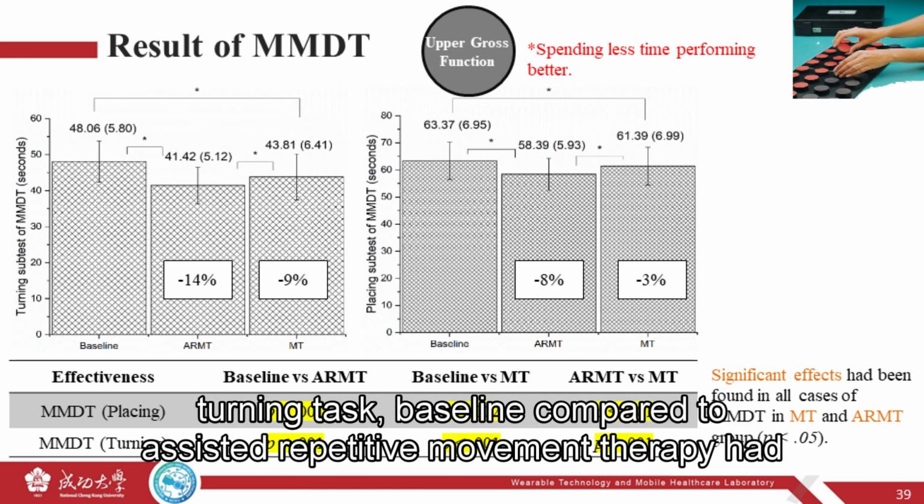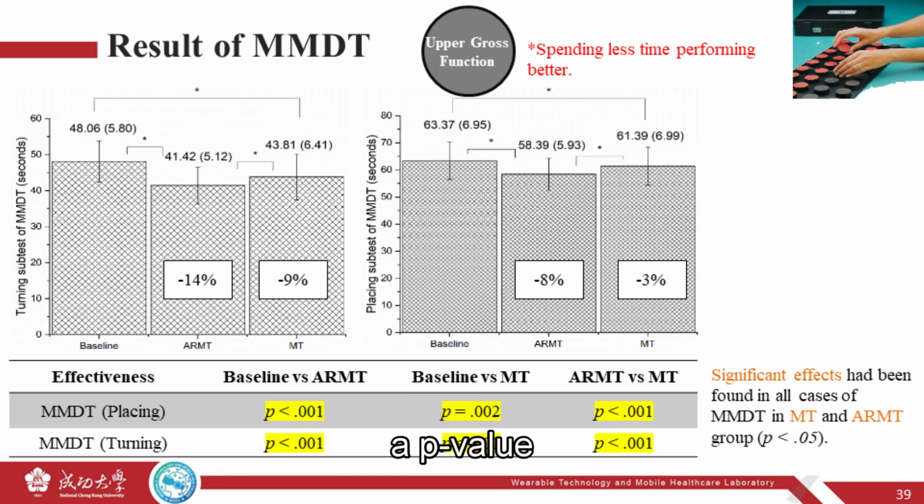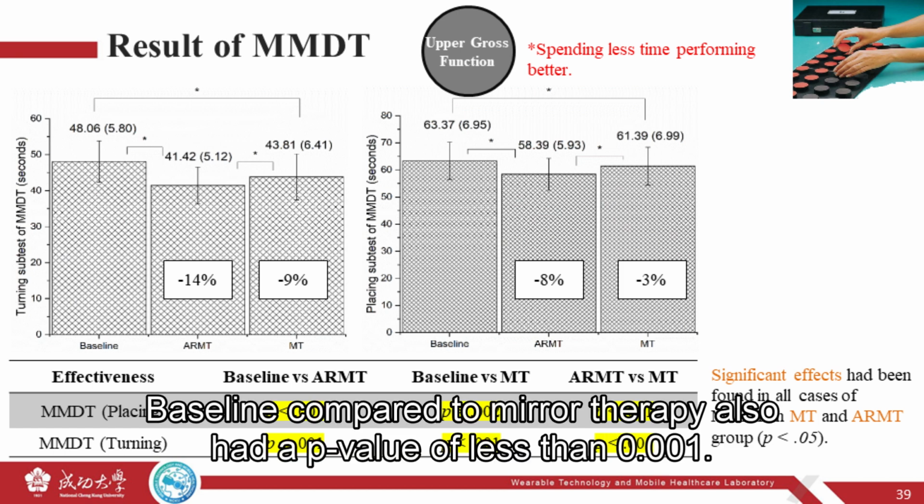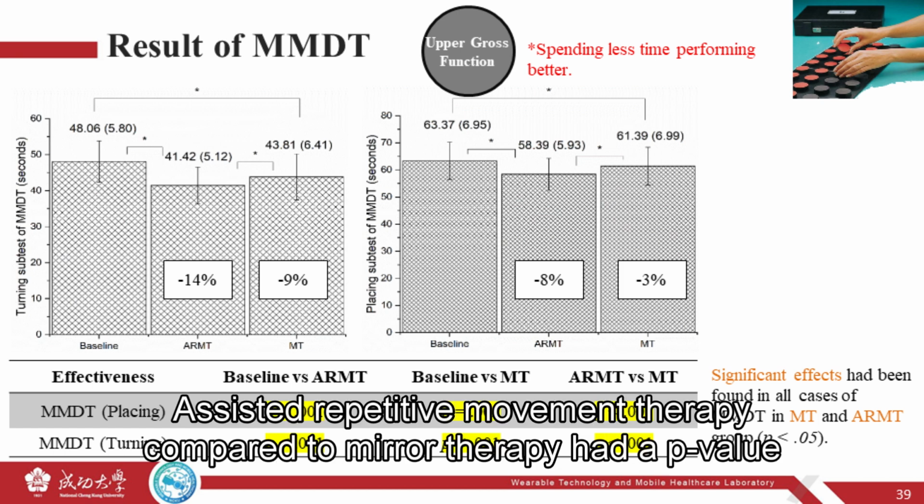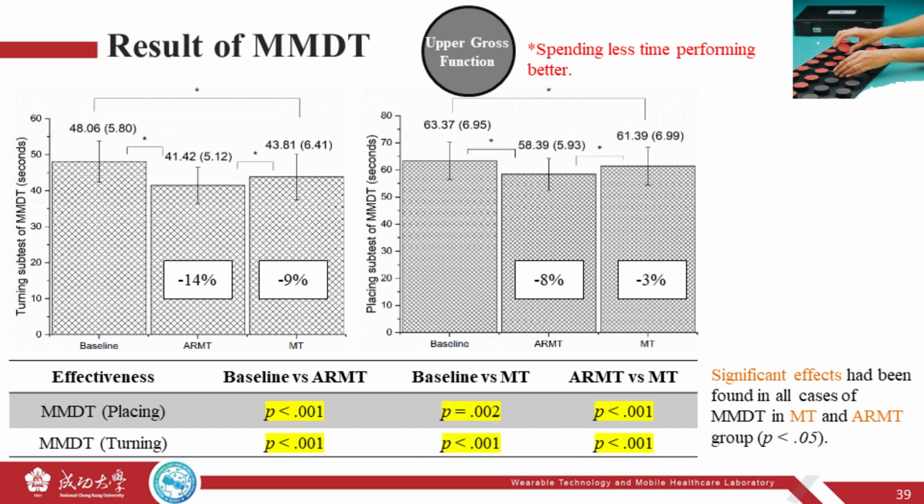For the turning task, baseline compared to assisted repetitive movement therapy had a p-value of less than 0.001. Baseline compared to mirror therapy also had a p-value of less than 0.001. Assisted repetitive movement therapy compared to mirror therapy had a p-value of less than 0.001.